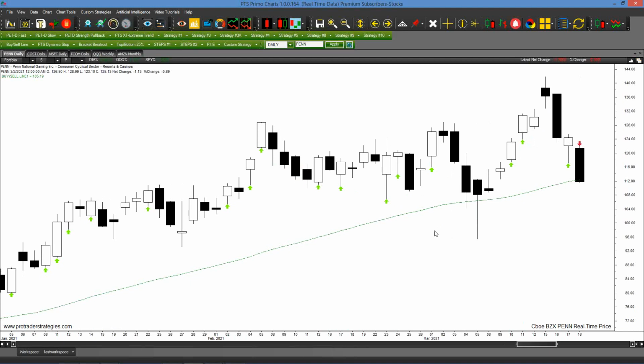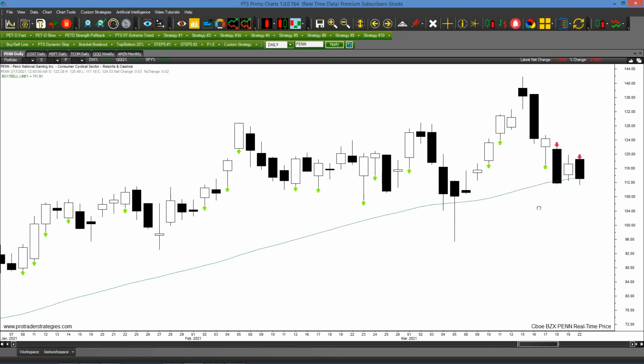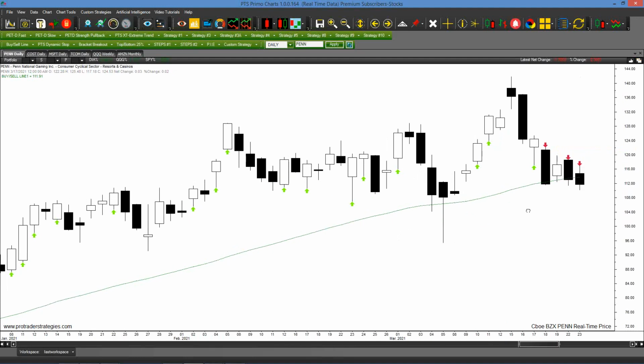Now, let's see what happened now. All of a sudden, we get a red down arrow. Why? Because this is the first bar that closed below the 50. This was in March of this year. We bounce back up, but then we get another one. And now we get a third.